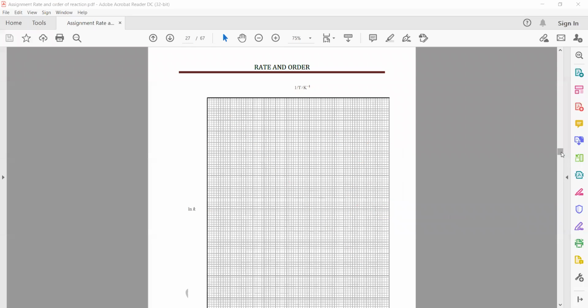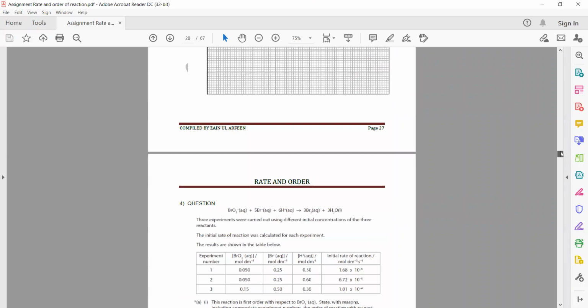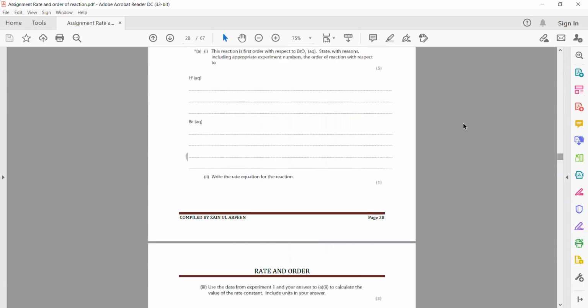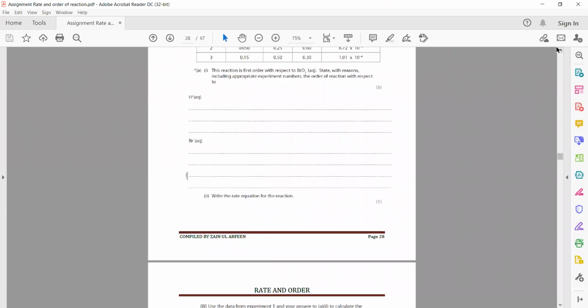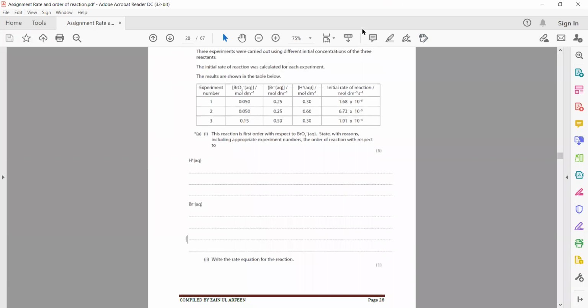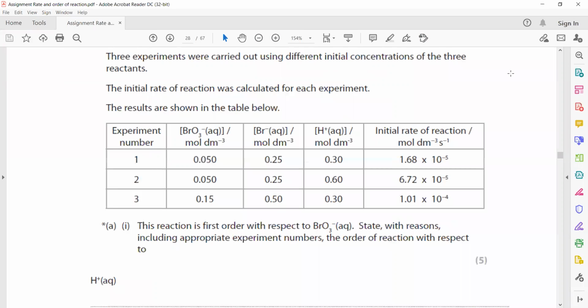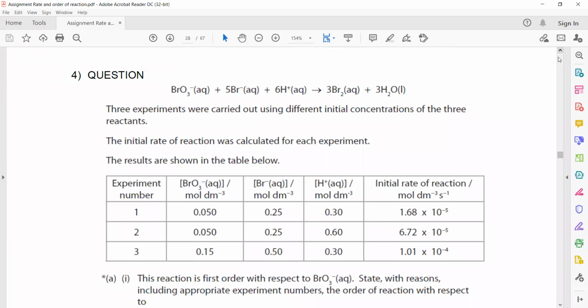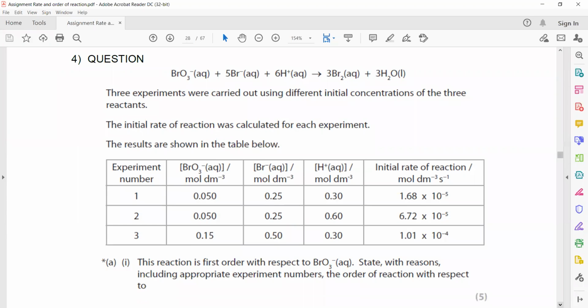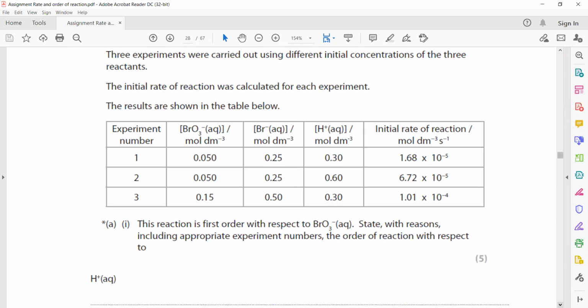So basically the major distribution of the marks is for plotting a graph and finding the gradient. Another question. So we have BrO3 with a charge of minus. The overall reaction is given, the data is also given, and they're asking whether this reaction is first order with respect to BrO3, stating the reason and the appropriate experiment numbers. In the same way, a comparison will be there.